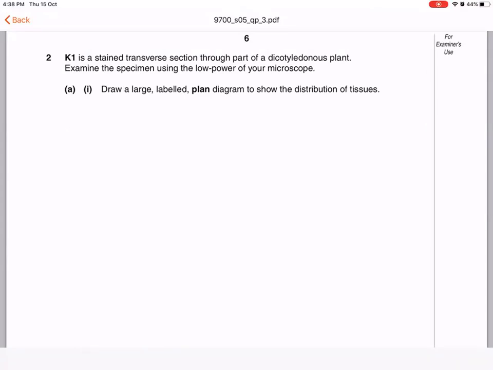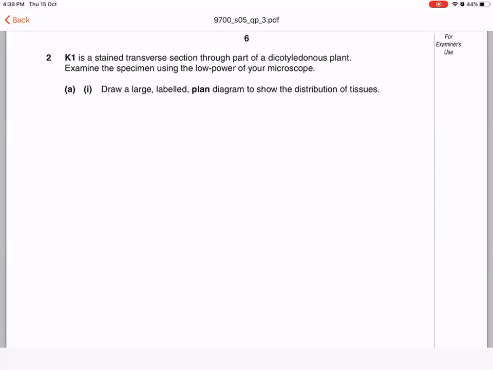You've already done in O-levels, a plant whose seed has two cotyledons. Examine the specimen, which means examine the slide using the low power of your microscope. You'll be using the low power lens, which is either the lens which has the magnification of 10 or 4. You have 3 lenses: the lens which has the magnification of 4, the one which has the magnification of 10, and the other 40. So you can examine it on 4 or 10.